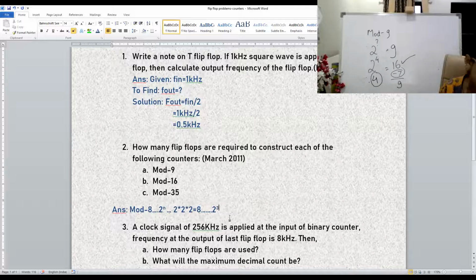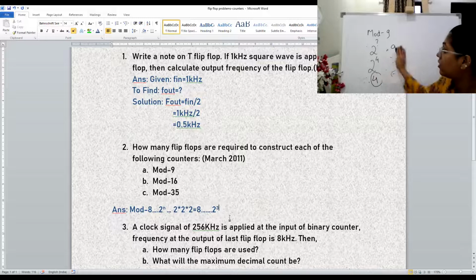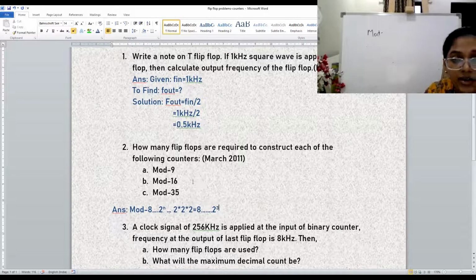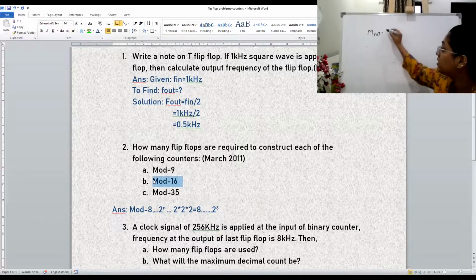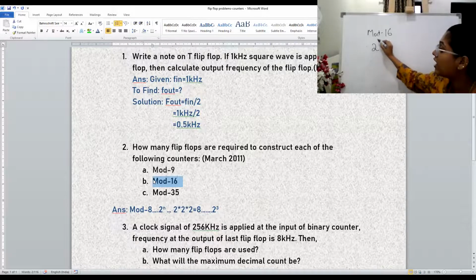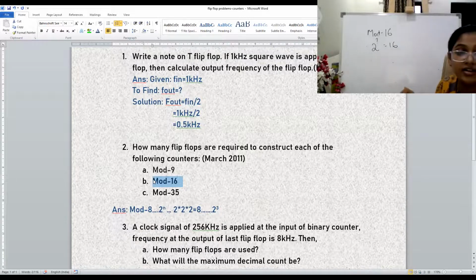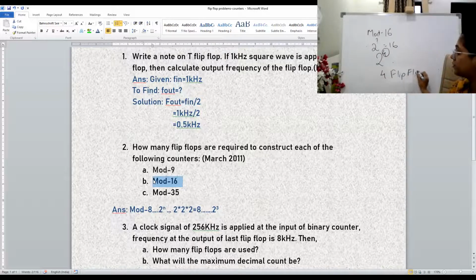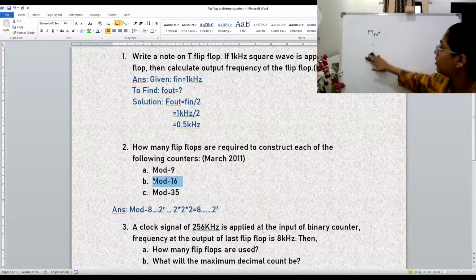ठीक है, क्लियर है? नाउ नेक्स्ट नंबर इज mod 16। क्या 2 raised to क्या करने से मुझे 16 मिलेगा? 2 raised to 4। So the answer is 4 flip flops. Next number, mod 35. Let us see. Mod 35.